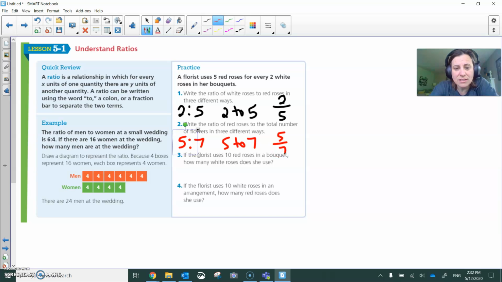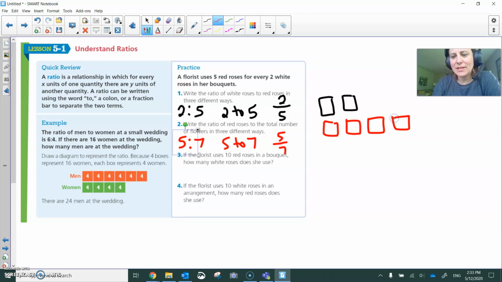If the florist uses 10 red roses in a bouquet, how many white roses does she use? This is an interesting one. 10 red roses and then white roses. So let's see. They told me that for every 2 white roses, there were 5 red roses. Again, I'm trying to do it the way they showed in the example. So that's what the normal ratio looks like.